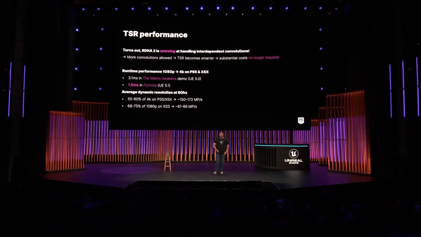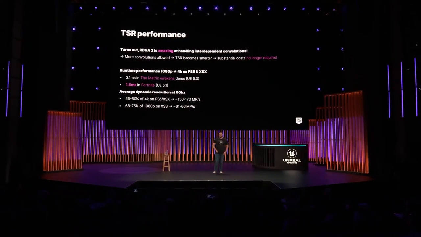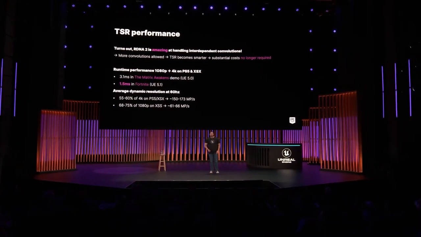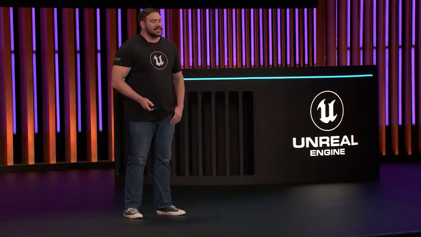We went from 3.1 milliseconds in the Matrix Awakens demo to just 1.5 milliseconds at equal quality, which is great news for our licensees, as we can now provide them higher TSR quality levels to use at their discretion and fit their needs, while still being able to remain under 2 milliseconds.